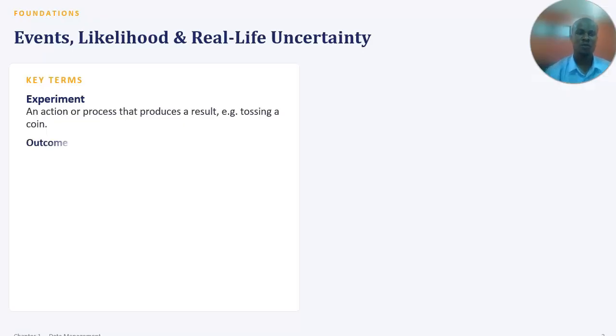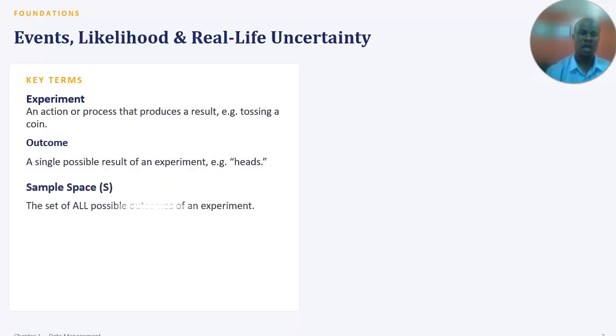Then another key term we'll be talking about is the outcome. That is, what is the possible result of an experiment? What's the outcome of the FIFA World Cup? Say the first place is Spain, Argentina at the second place, England the third, and the fourth place goes to France. These are the outcomes of the event.